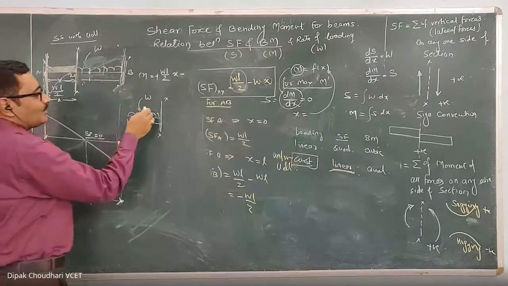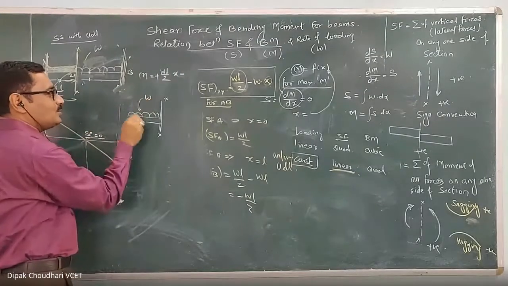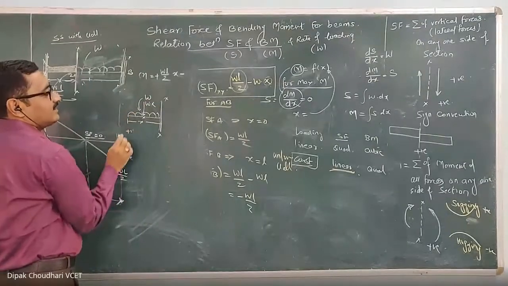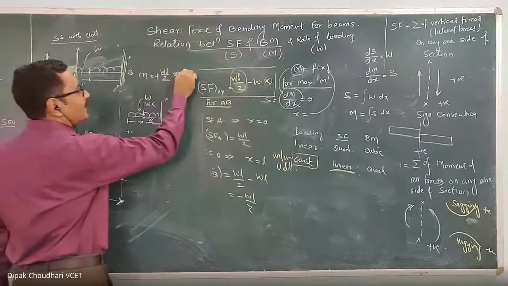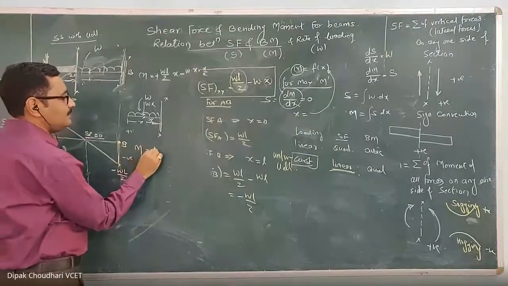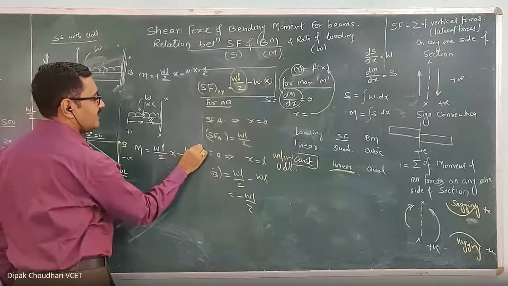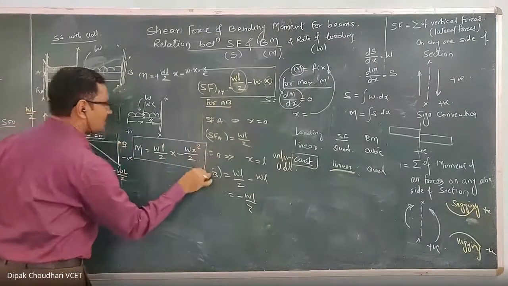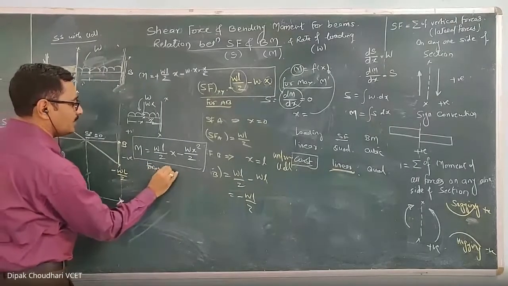So don't convert it into an equivalent point load physically, do it mentally. The equivalent point load is W into x, which acts at the midpoint of the length over which it is spread. It is W into x and this distance is x by 2. So what will be the moment? Moment is W into x by 2. Means the bending moment equation will be WL by 2 into x minus Wx square by 2. Am I right? This is the equation of the bending moment for this UDL from A to B. This equation is valid from A to B.